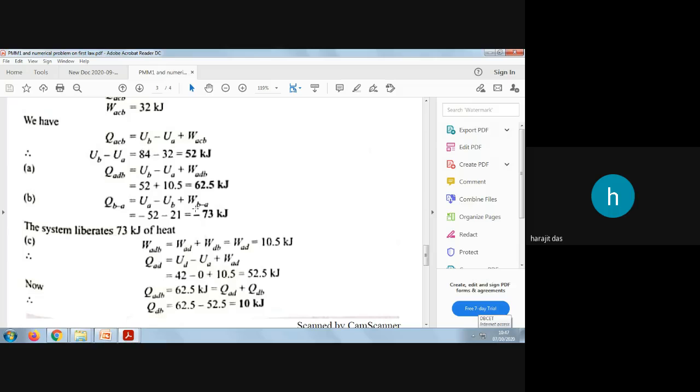So finally you will get minus 73 kilojoule, meaning 73 kilojoule of energy is evolving from the system. Just like in an exothermic reaction, when heat is evolved, it is given a negative sign. So here also a negative sign is given. The system liberates this much heat, this many kilojoules of heat. Understood? So there is no need to write negative here because "liberated" is already written.